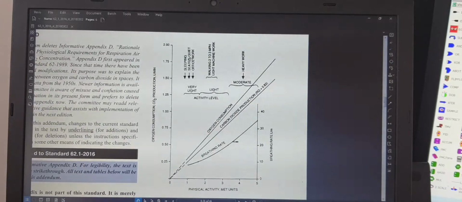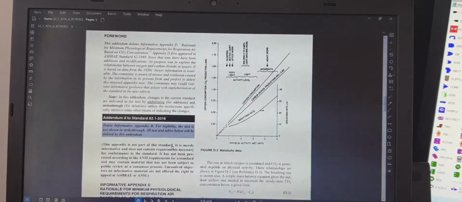And you can see if you're sleeping, seated, and you're doing minimal work, very light, activity level light, walking at a very slow pace, light machine work. And then you have moderate to heavy work. And you can see how the oxygen consumption and carbon dioxide production increases. So this is the ASHRAE guidelines that we're going through right now.